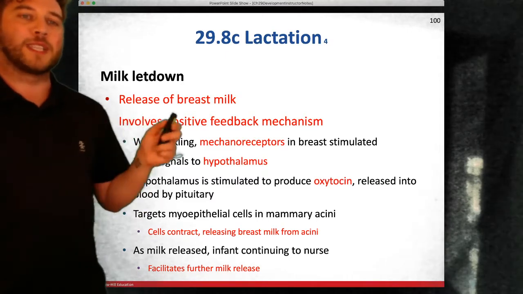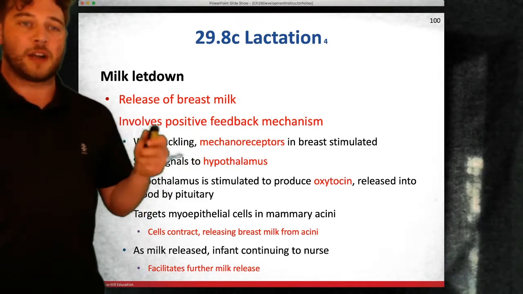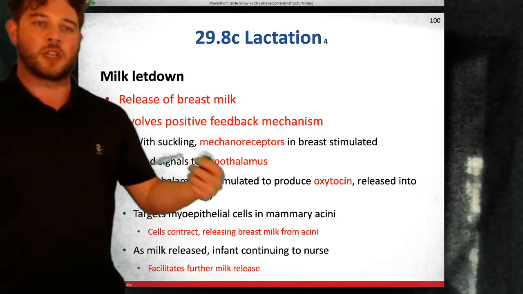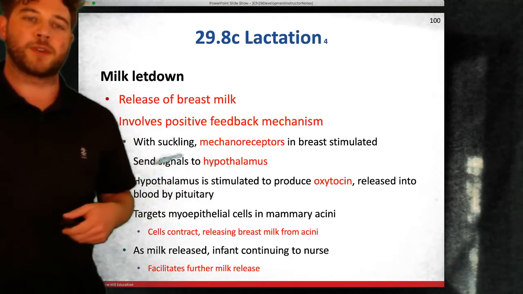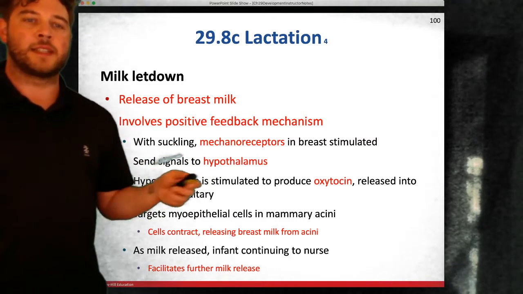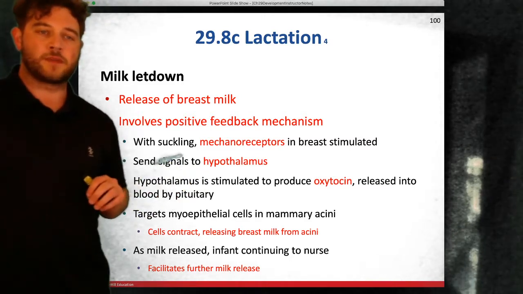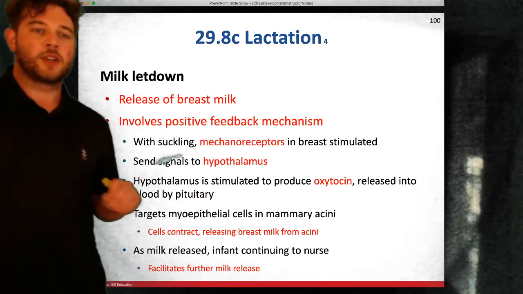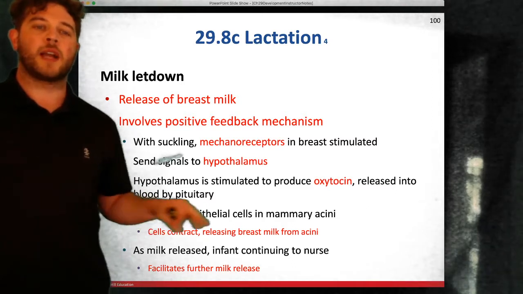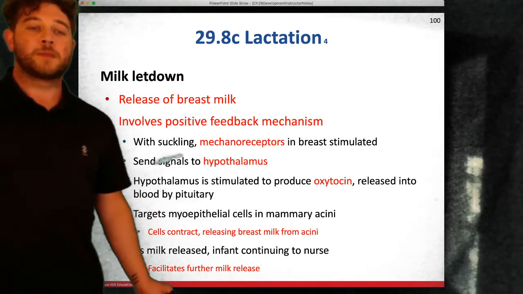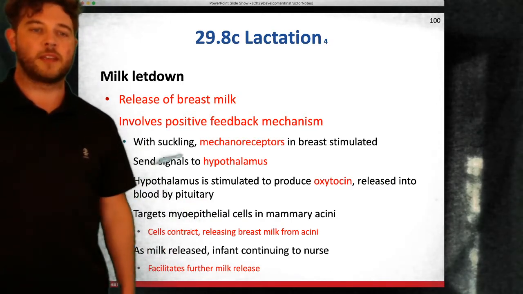So milk letdown is the release of breast milk. It involves positive feedback mechanisms, meaning that all of these stimuli are going to increase secretion of milk letdown. Suckling mechanical receptors are stimulated in the breasts that send signals to the hypothalamus to produce oxytocin, which is then released from the pituitary, targets myoepithelial cells in the mammary acini. The cells will contract, releasing breast milk from them. As milk is released, the infant continues to nurse and suckle, which facilitates that whole response over again.